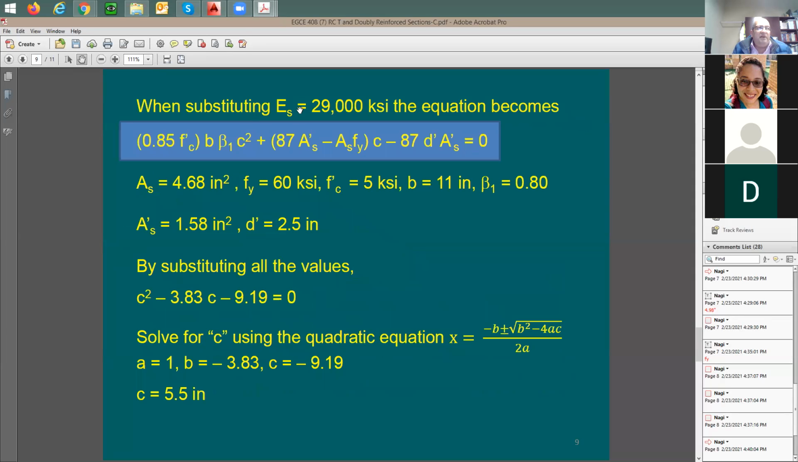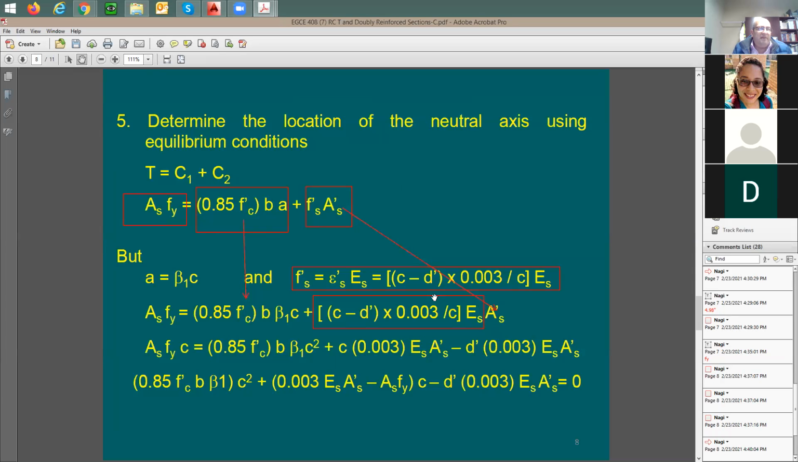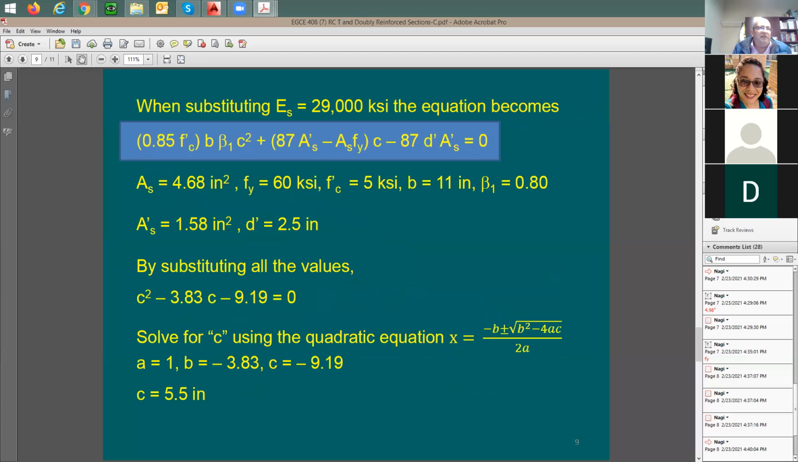And then at the end, if you use Es of 29,000 ksi with this equation, you're going to find this beautiful equation. This equation is going to be good for any beam with some compression steel, provided the bottom steel is yielding. If the bottom steel is not yielding, it's going to be a different story. But here, this provides the bottom steel is yielding. Once the bottom steel is yielding, you can safely use this equation.